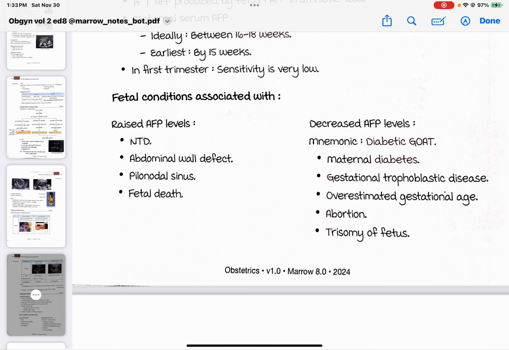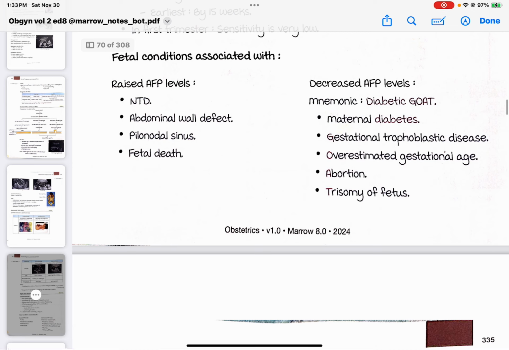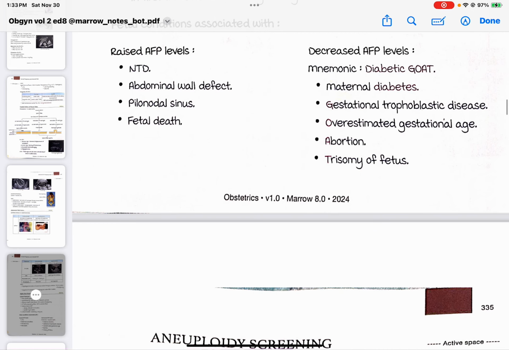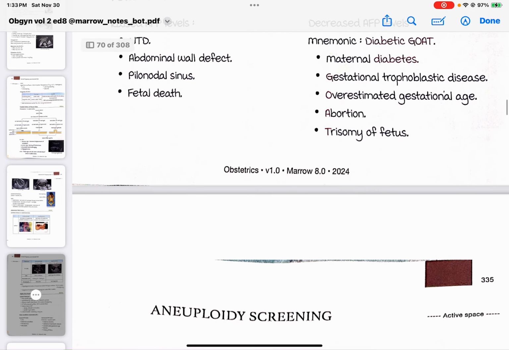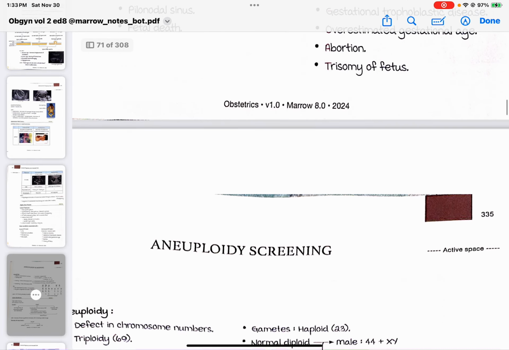Fetal conditions associated with raised AFP levels: neural tube defect, abdominal wall defect, pilonidal sinus, fetal death. Decreased AFP levels, mnemonic: diabetic goat. Decreased AFP levels are seen in maternal diabetes, gestational trophoblastic disease, overestimated gestational age, abortion, trisomy of fetus.